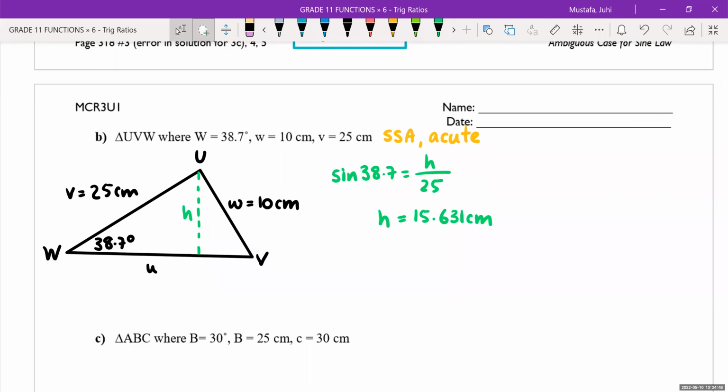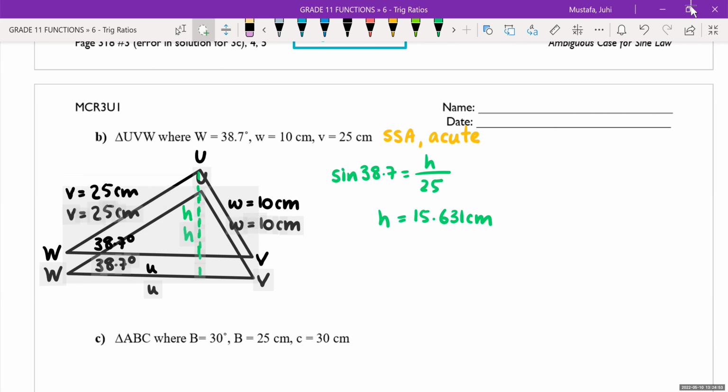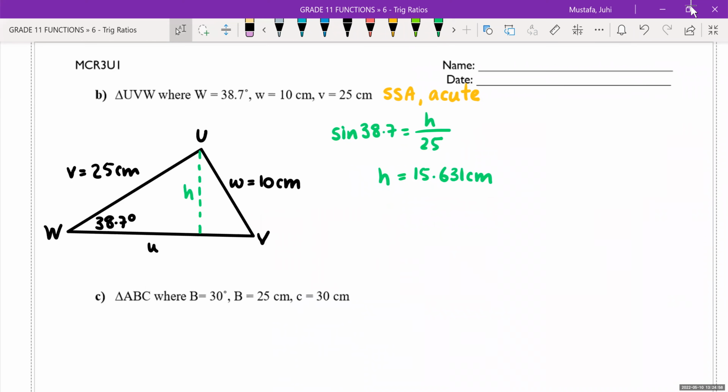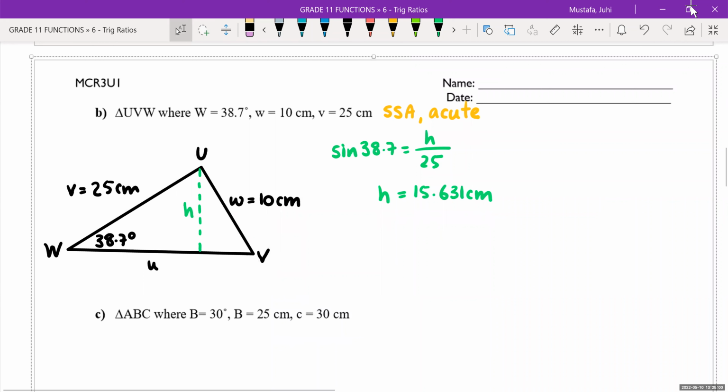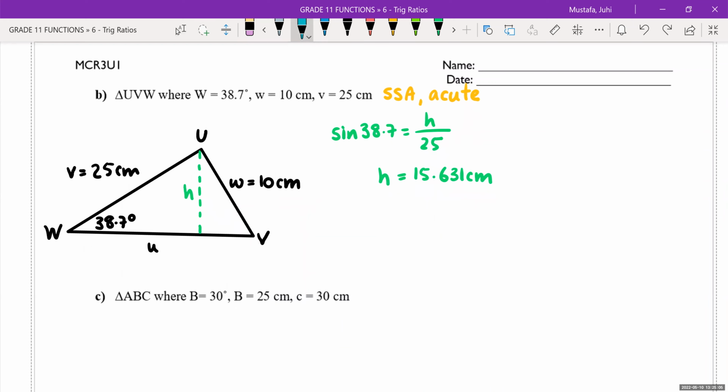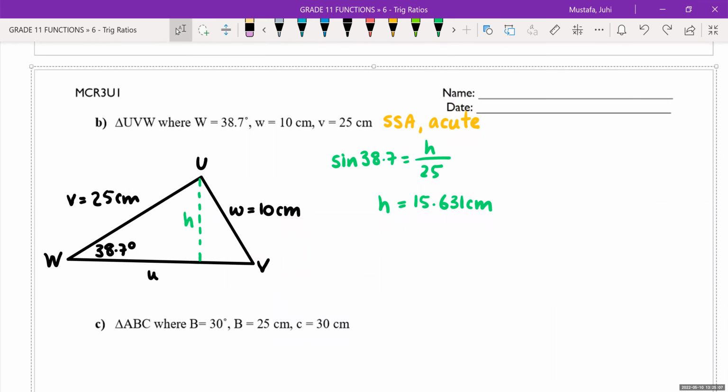Okay, once we have calculated h, we are now going to compare h, and technically it's a, right? We always compare a, but in this case, the letter in the a position is just w. So really all we're going to do is compare this and this. So take a look at them. Our h is 15.631, our w is 10. Go back to your rules. Is the hypotenuse of a right angle triangle, which this is, allowed to be less than the other side length?